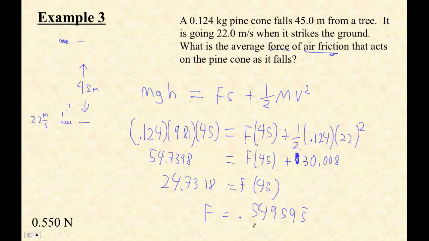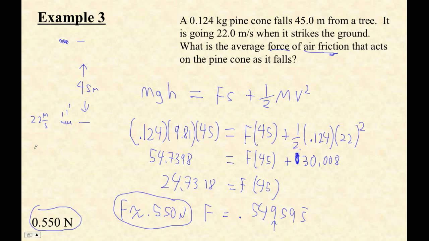I love numbers. Okay, so let's see. That would be with 3 sig figs, I guess you'd have to say 0.550, right? Because if we're rounding to this place, you've got to go up, right? So that's why it says that. So force is about 0.550 newtons.